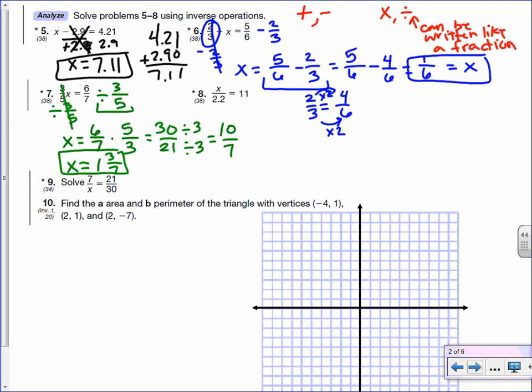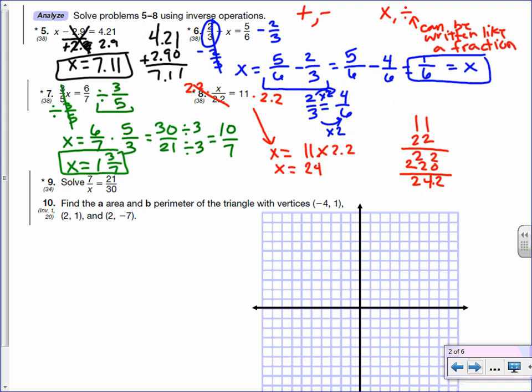x over 2.2 means x divided by 2.2 equals 11. So if it's being divided right now, then I can multiply by 2.2. That'll cancel out and give me 1. Ignoring the decimal point, I do the multiplication, and then put the decimal point back in. So x equals 24.2.